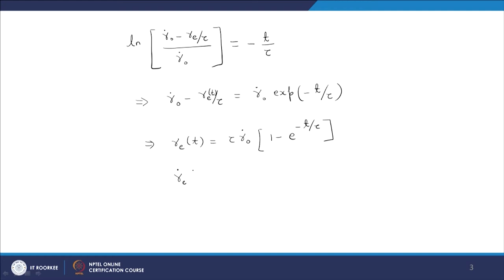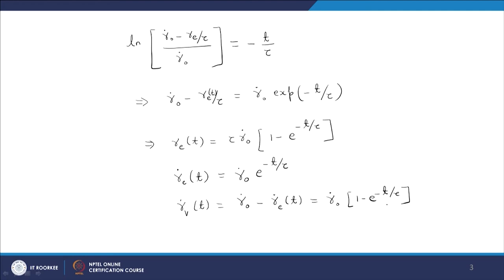which is going to be gamma naught exponential of minus T by tau. So, there is a cancellation of tau here, and then gamma dot V of T would then be, using the formula I started with, gamma naught dot multiplied by 1 minus exponential of minus T by tau. So, this is what we get from here.